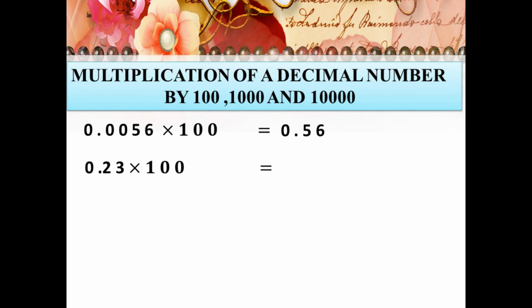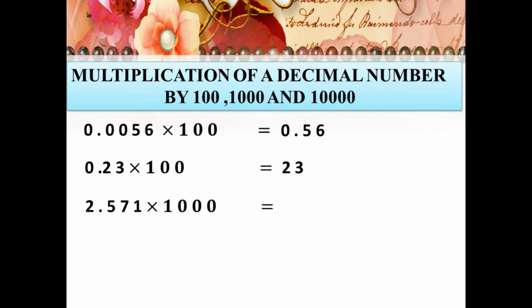Next question is 0.23 into 100. 100 has two zeros. So, the decimal point moves two places to the right. So, the answer is 23.0. If the decimal point moves to the right end of the given number, no need to show that. You can leave it. So, the answer is 23.